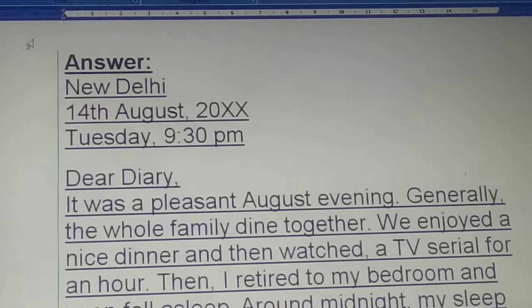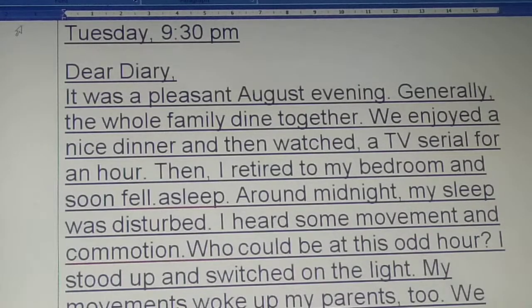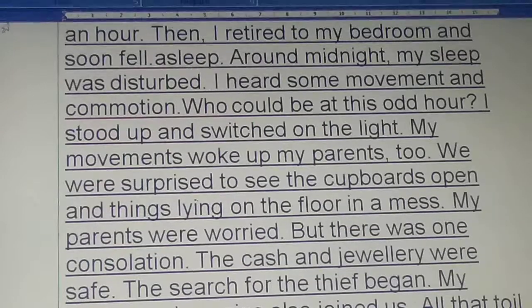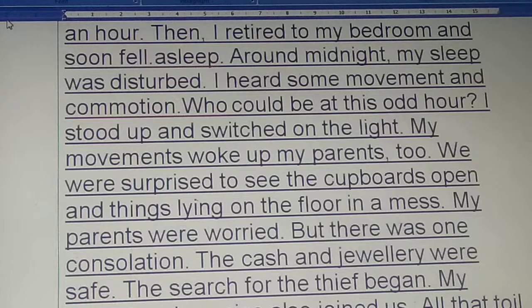So it was a pleasant August evening. Generally the whole family dined together. That means they have dinner together. We enjoyed a nice dinner and then watched a TV serial for an hour. I retired to my bedroom and soon fell asleep. Around midnight, my sleep was disturbed. Why? I heard some movement and commotion, noise, disturbance was there. Who could be at this odd hour?